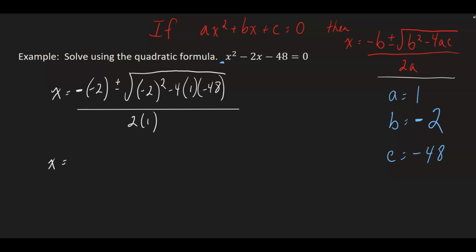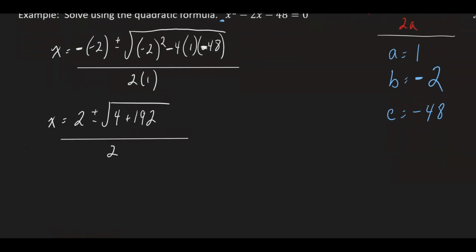So x is equal to -1 times -2, which will be 2, plus or minus -2 squared is 4, and now we have to multiply -4 times 1 times -48, which is positive 192. Okay, so we have a -4, it's multiplied by -48, and positive 1, which is positive 192. Put that all over 2. Another line down.